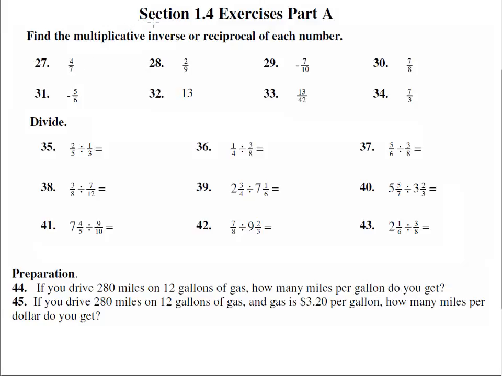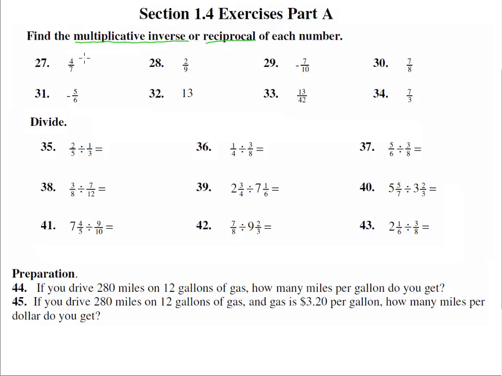Here we are in section 1.4 exercises, part A. We're dealing with fractions the whole time. We're going to do number 27 through 45. First, it says find the multiplicative inverses or reciprocals of each number. So that means that we're going to be flipping them on their head.